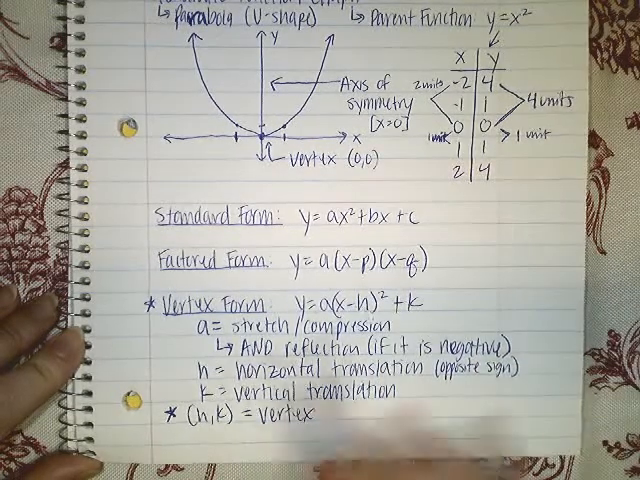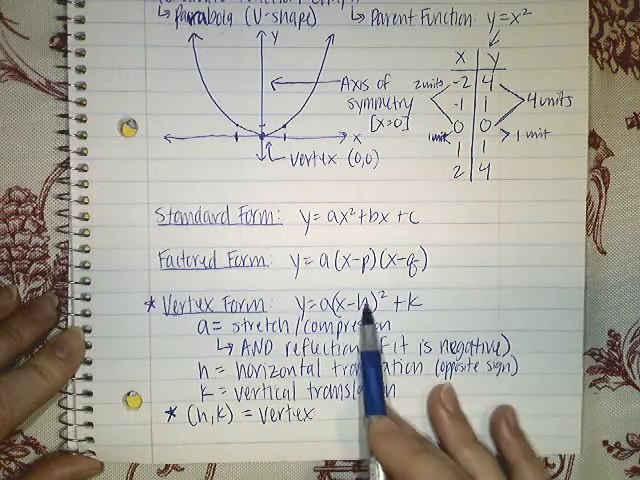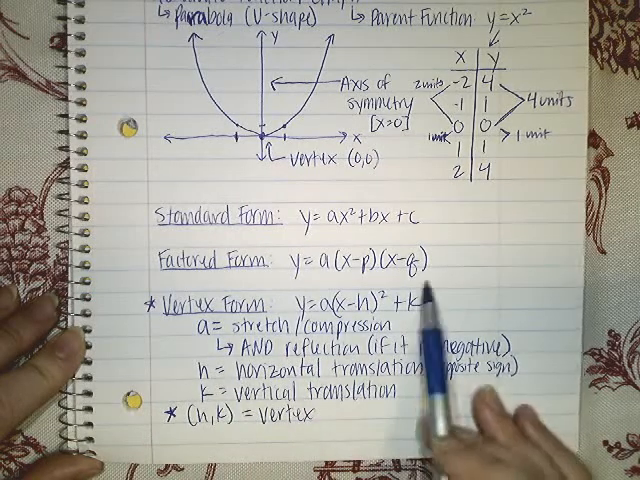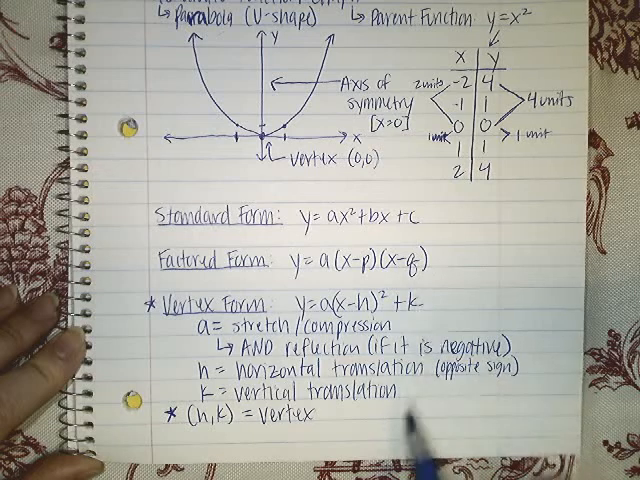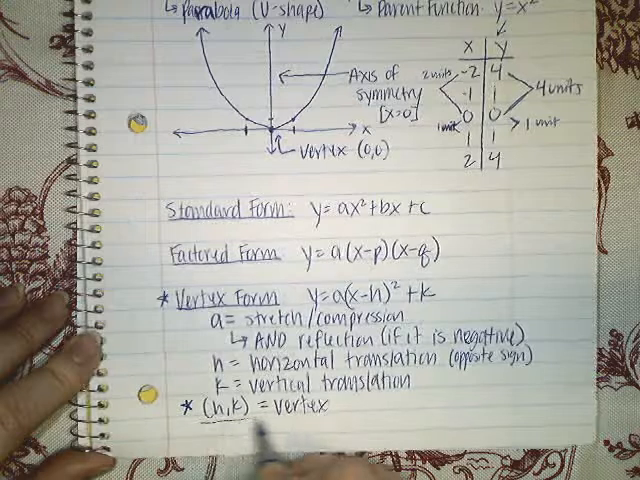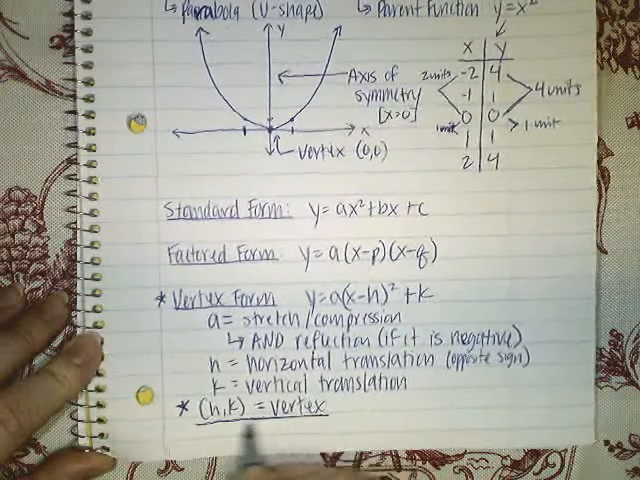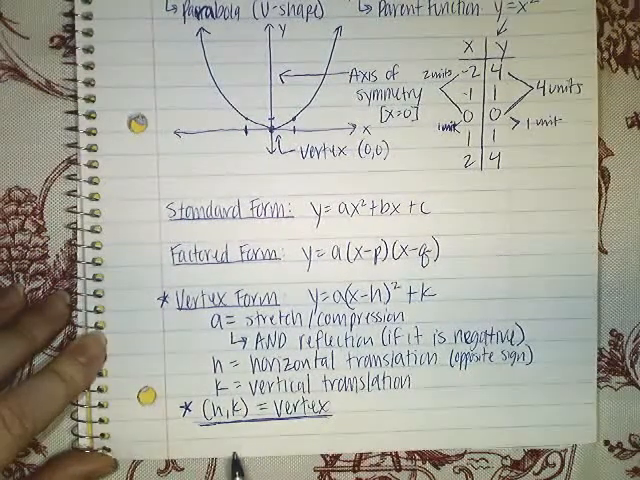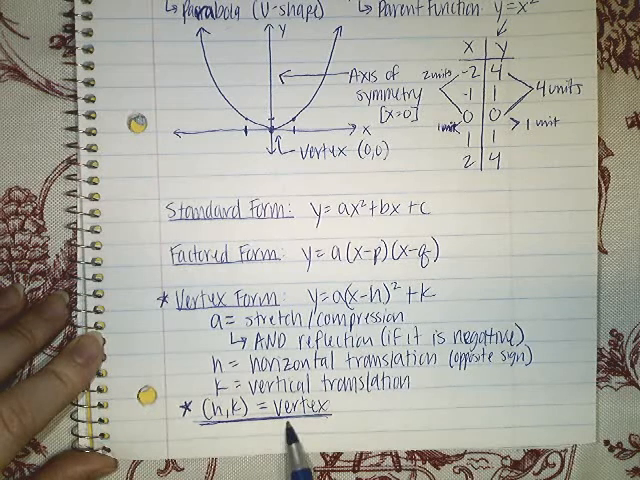When you take it out, H is always negative when you plug it in, or it switches signs when you plug it in and take it out. K is your vertical translation, so how many you move up and down. So your vertex, this is the key point I want you to take away from all this, because I know not all of you love working with transformations. The point (h, k) tells us our vertex.